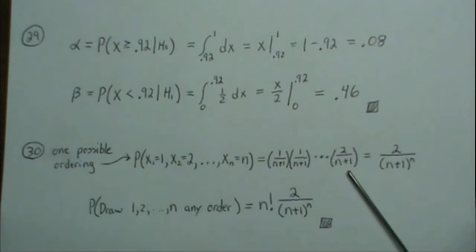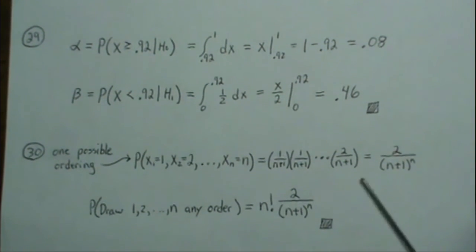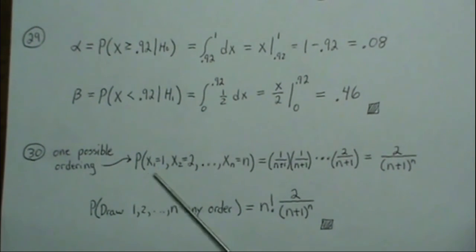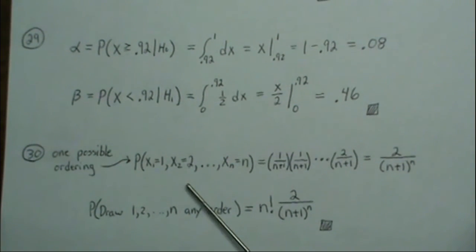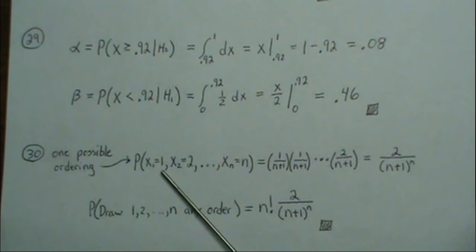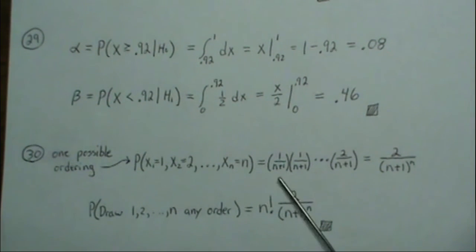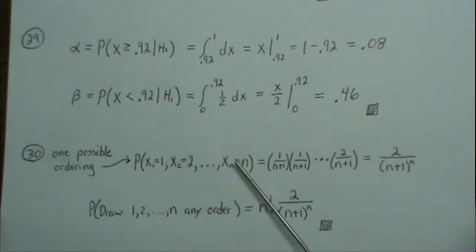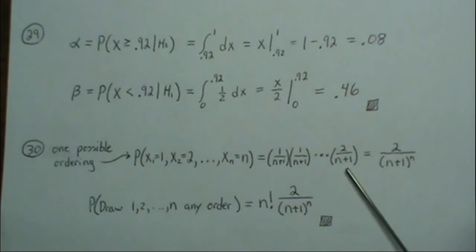And there's a 2 that has an n plus 1. So this is the probability of one particular order. Now, if you think about it, if we would have switched the 1 and the 2 here, the probability still would have been the same. As a matter of fact, we can permute any of those. We could mix them all up and this ends up being the same probability. So each specific ordering has the same probability.